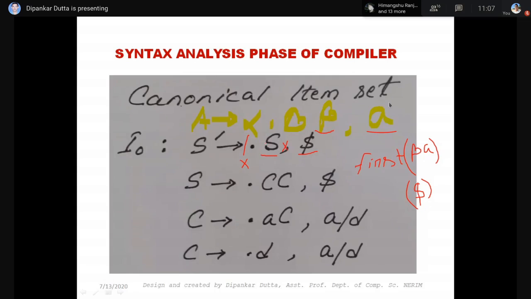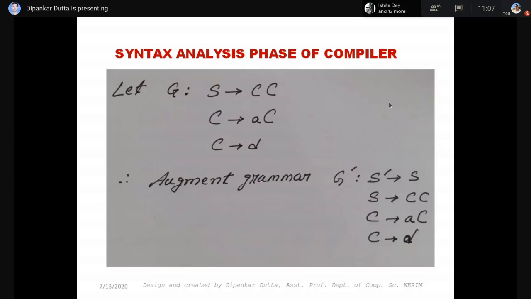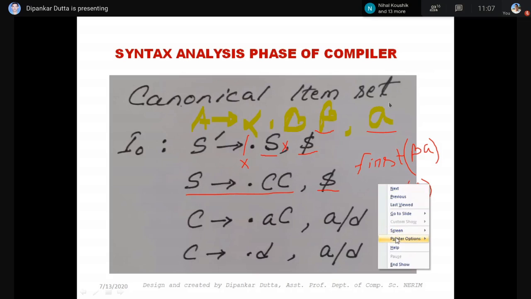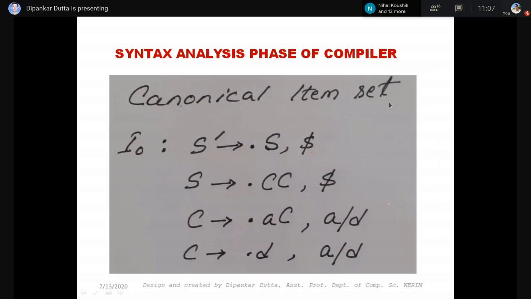That is why when we compute the closure for this S, closure for capital S, first we have to add the productions against this S. What is the productions against S? S implies CC. So we add S implies dot CC here. But what will be the look ahead? Dollar. Look ahead will be the dollar.